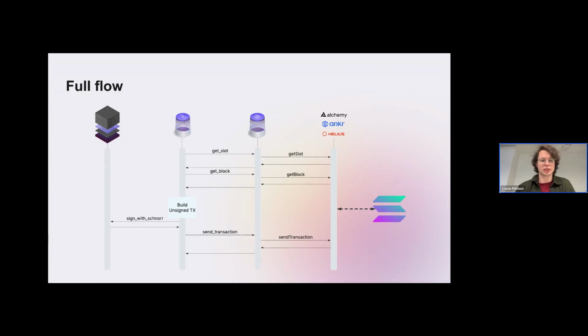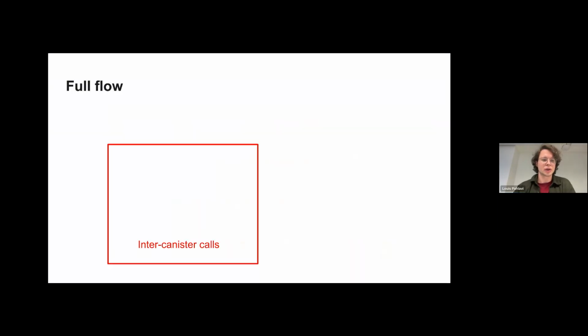Same thing happens for the get block request. Once our DApp has all the necessary information, it builds the unsigned transaction, signs the transaction with Schnorr by making a request to a signing subnet. It then makes a send transaction request to the SolRPC canister, which then again interacts with the RPC providers to send the transaction and finally sends back the transaction hash.